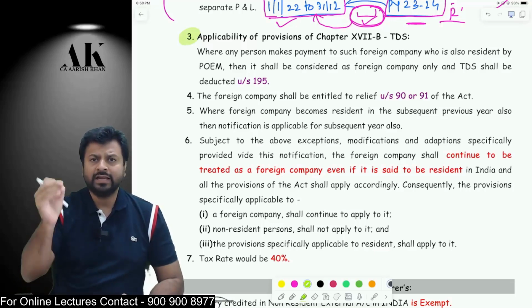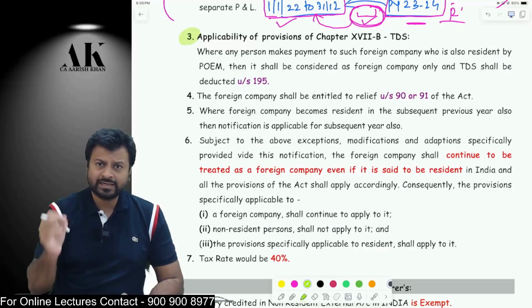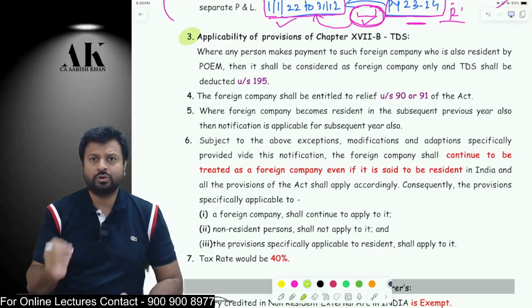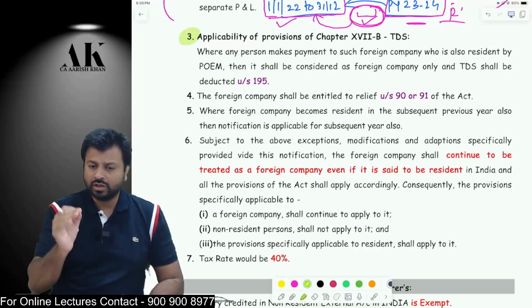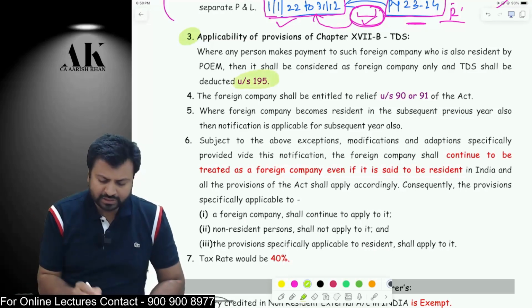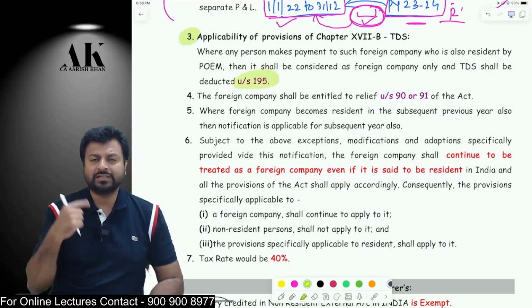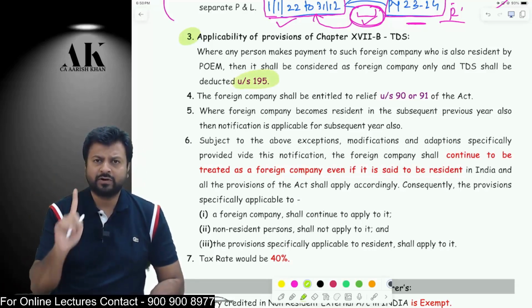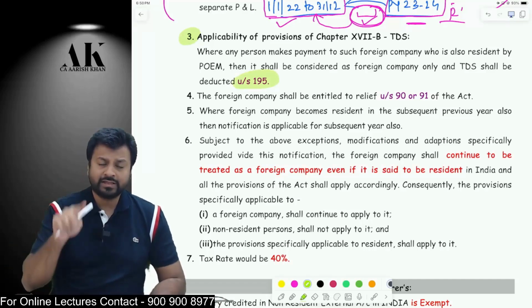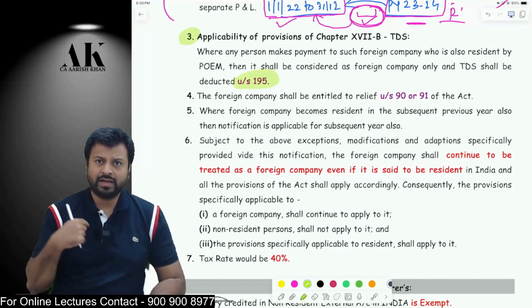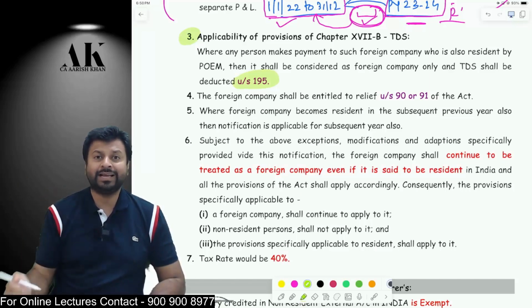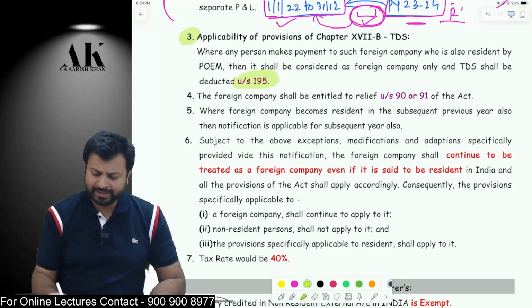Now fortunately this company is a resident also and a foreign company also. So as per which section should I deduct the TDS? The law says that you have to deduct TDS as per section 195, treating this company as a foreign company and not as a resident. Further, this company has become a resident of India. Now, if this company earns some doubly taxed income, will the government of India give relief under section 90 and 91 to this company? The answer is yes.